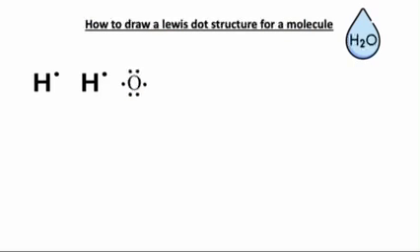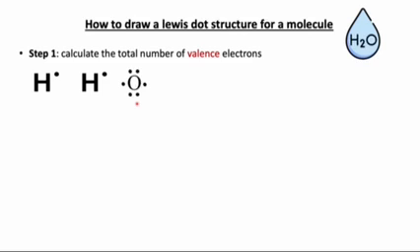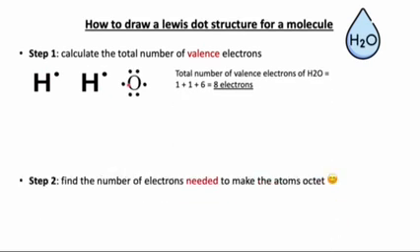Now, how to draw a Lewis dot structure for a molecule? Let's take H2O as our example. So H2O consists of 2 hydrogen atoms and 1 oxygen atom. First, we calculate the total number of valence electrons. We have 1 plus 1 plus 6 equals 8 valence electrons.